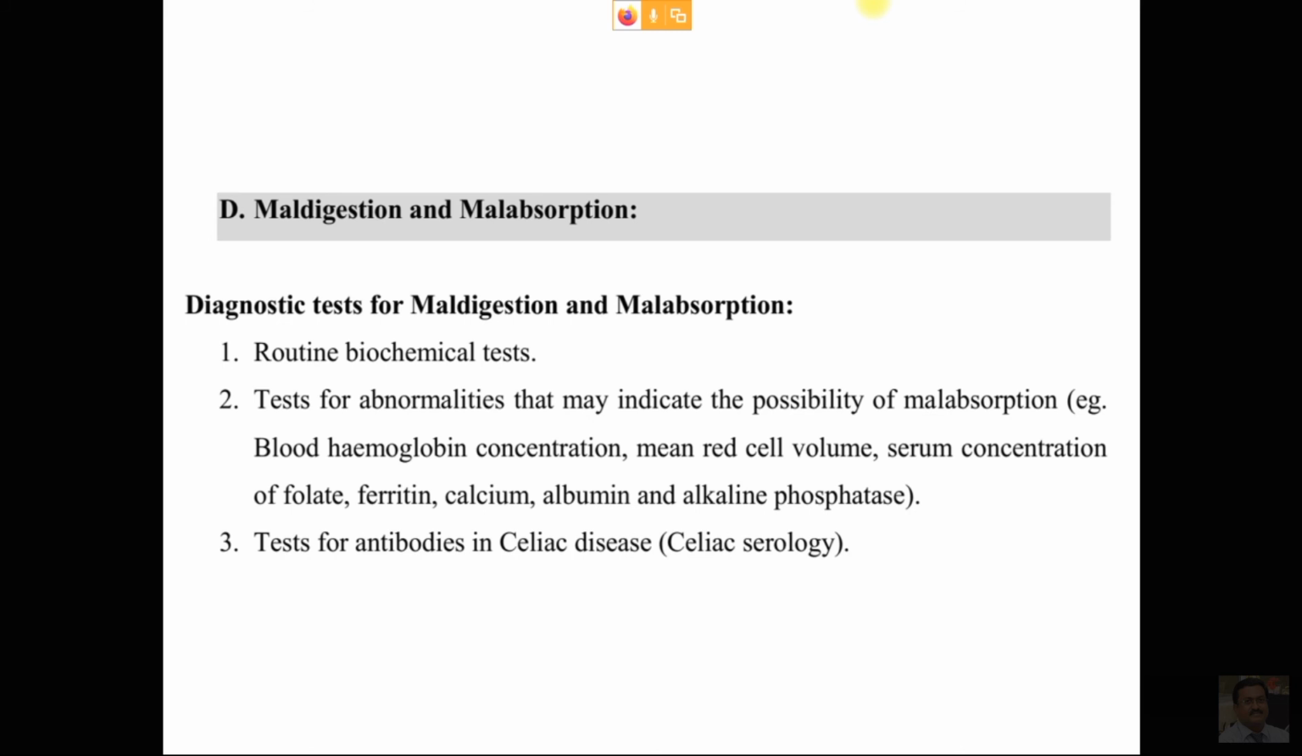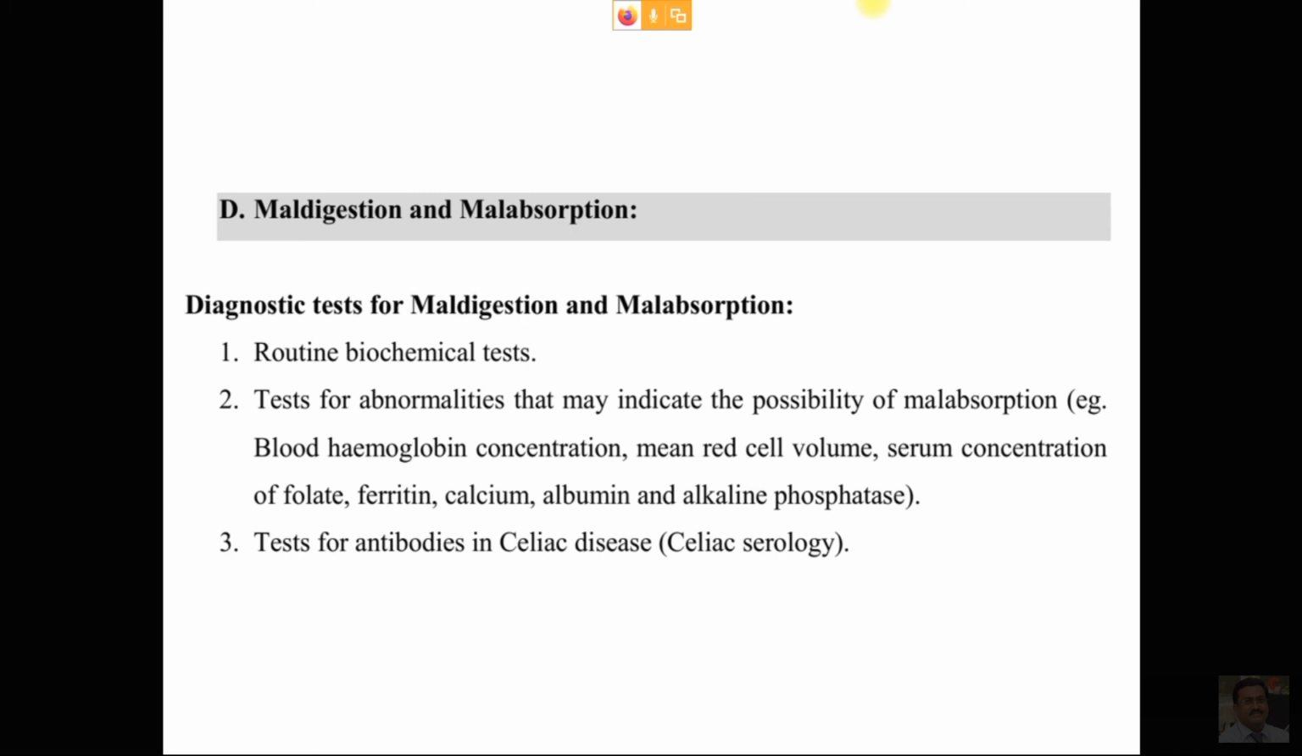Maldigestion and malabsorption: here digestion and absorption are stopped completely. That is, there is no digestion and there is no absorption. This case is more complicated, and this is not acute, it may be chronic. In the acute stages it may not occur in patients with pancreatitis. So if the pancreatitis is chronic, automatically maldigestion is possible and malabsorption is also possible.